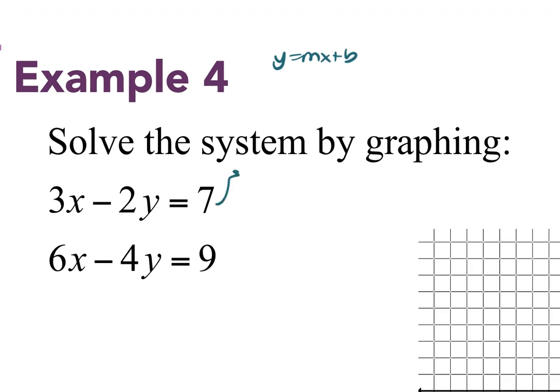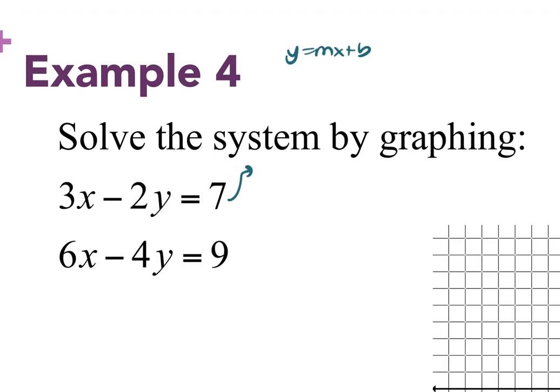So if I take this first one, I can subtract the 3x. I get negative 2y equals negative 3x plus 7, and then divide by negative 2. Make sure you divide each part by negative 2 all the way across. And I get y equals 3 halves x minus 7 over 2, which is going to get graphed. So that's negative 3 1/2. You want to convert it to a mixed number or a decimal.